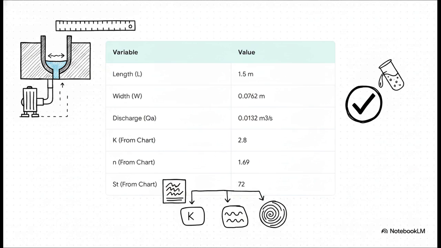Using that 1.5 meter length on the chart we just talked about, we pull our constants. We get a value of 2.8 for K, 1.69 for our exponent n, and 72 for our transition submergence limit, St. We also independently measured our actual discharge flowing from the pump, our QA, which sits at 0.0132 cubic meters per second. Keep that number in mind. That actual discharge is highly important. It's our ultimate answer key that we'll use to prove our flume's accuracy at the end.